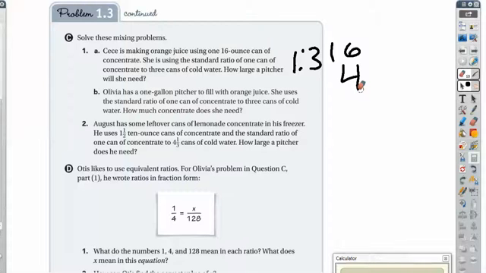Olivia has a 1 gallon pitcher to fill with orange juice. She uses the standard ratio of 1 can to 3 cans. Okay, so if she has 1 gallon, is it 12? The 12 fluid ounces? Well, she has a 1 gallon pitcher to fill with orange juice. She uses the standard ratio. Okay, yep, it's 12.